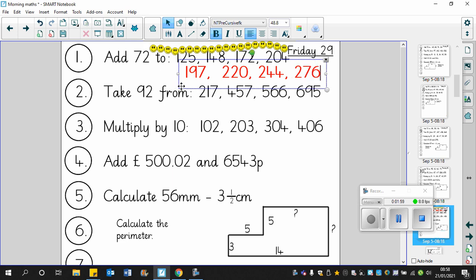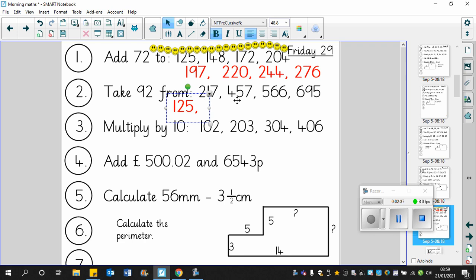Right, so those are the answers for question 1. Question 2, let's just bring this down here and make sure I remember to subtract instead of add, which is what I did before. Okay, 217 take away 90 is 127. But then we need to take away another 2, so it's 125.